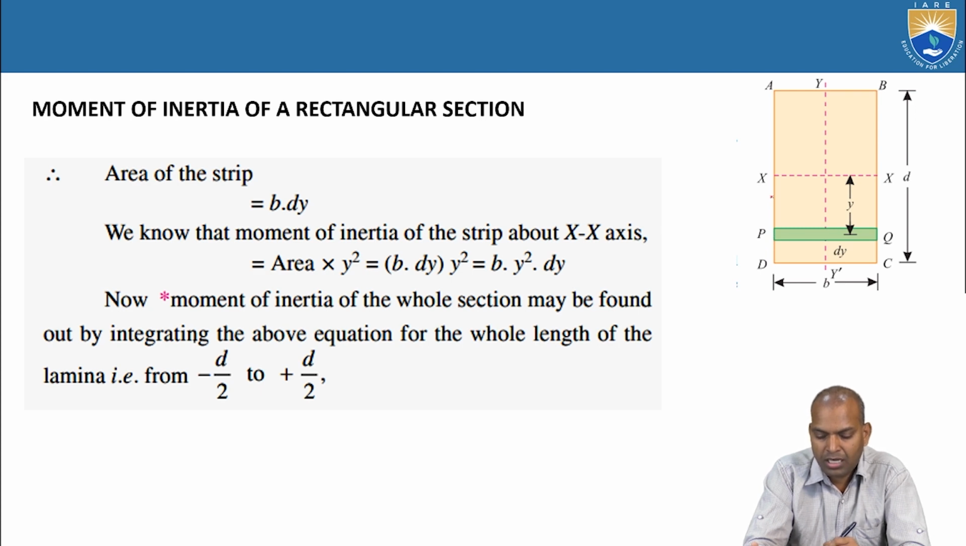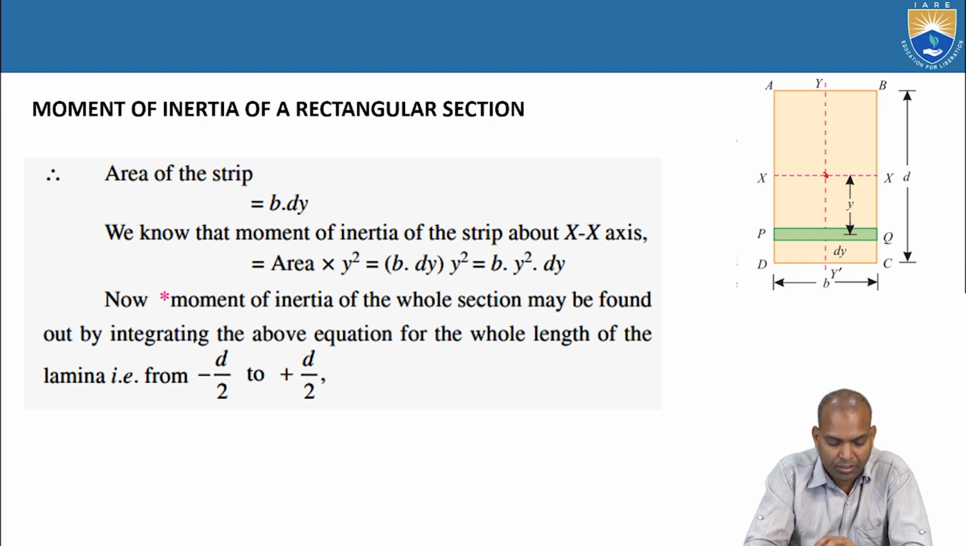The rectangular section is denoted by the capital letters A, B, C, D at the corners, and axis XX and axis YY. These are the axes passing through the center of gravity of the rectangular section. The center of gravity of the rectangular section about XX in vertical is D by 2 and B by 2. Okay, the location of this.